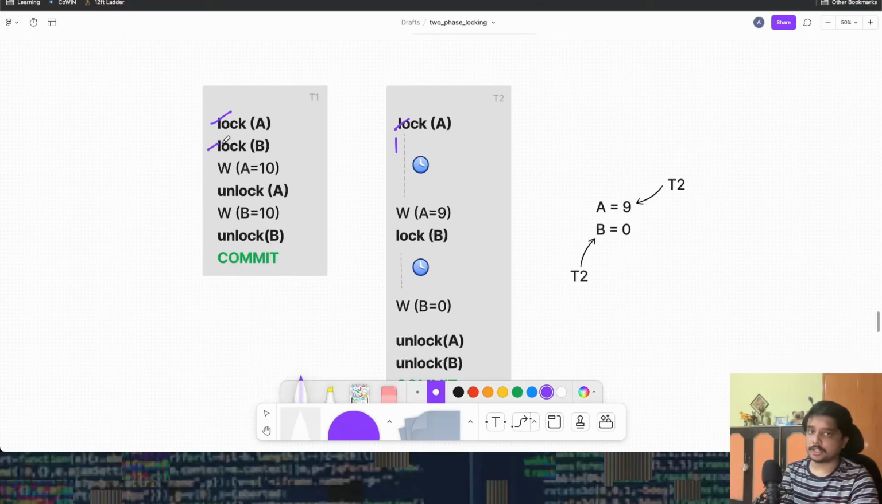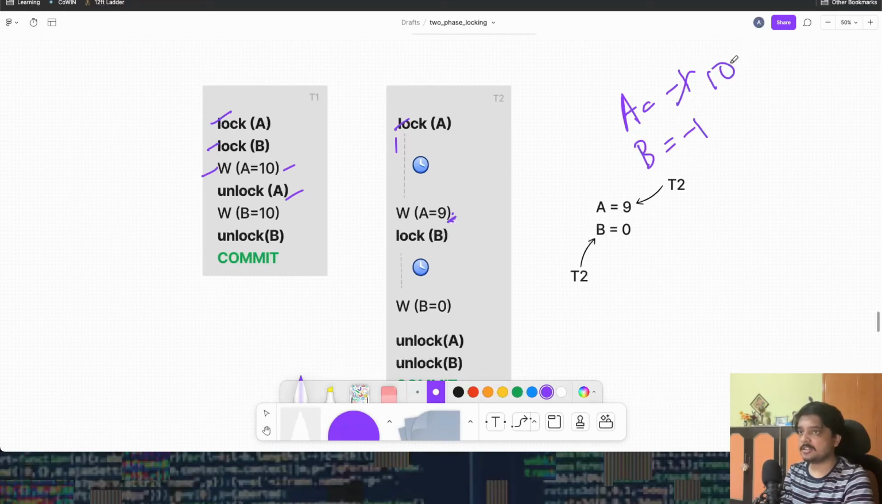T1 also asks for the lock of B, and it changes the value of A, right? And it unlocks A. After unlocking A, it cannot get any more locks, right? Once it unlocks A, T2 gets the lock to A. So let's say A's initial value was -1, B's initial value was also -1. A's value here was changed to 10. Then T2 came in and changed the value to 9, right? Now T1, because it has a lock to B, writes the value of B to 10, and T2 asks for the lock, but now it has to wait, right?